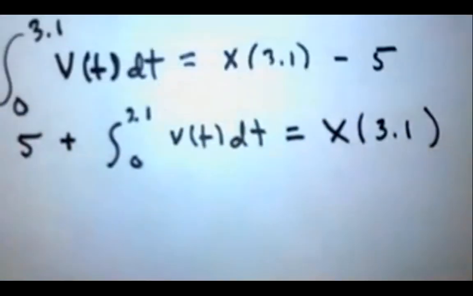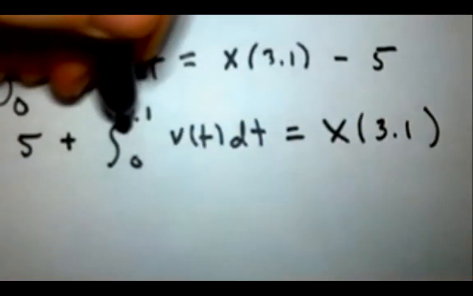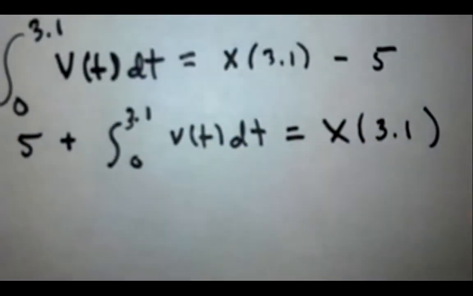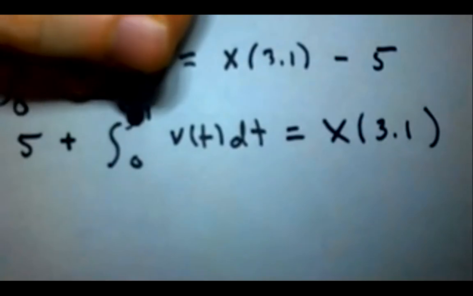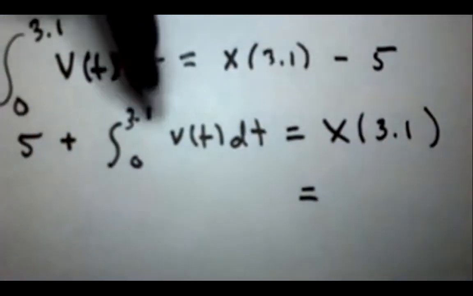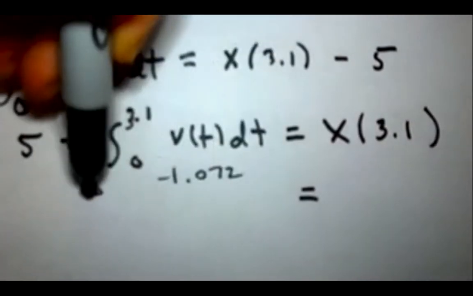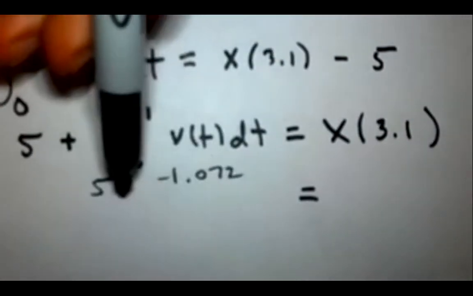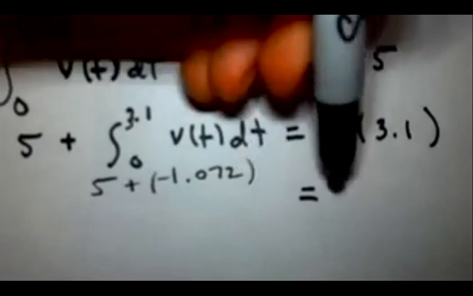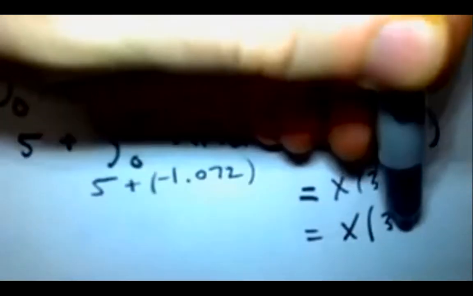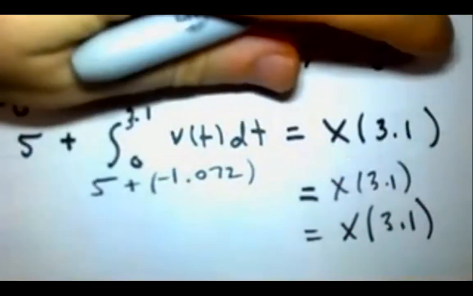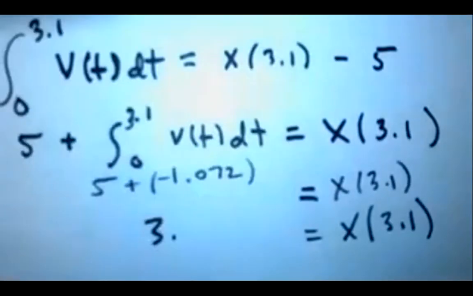Okay, what's up next? We need to put this into a calculator. What did you get when you put it into a calculator? I got negative 1.072. Yep. So final answer? 3.928.